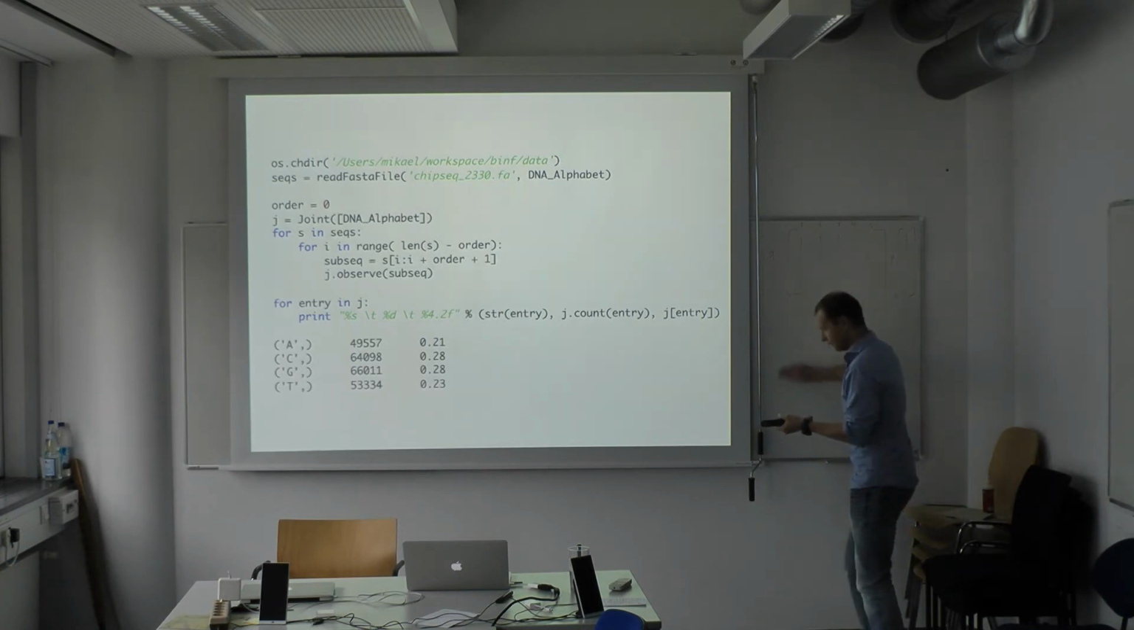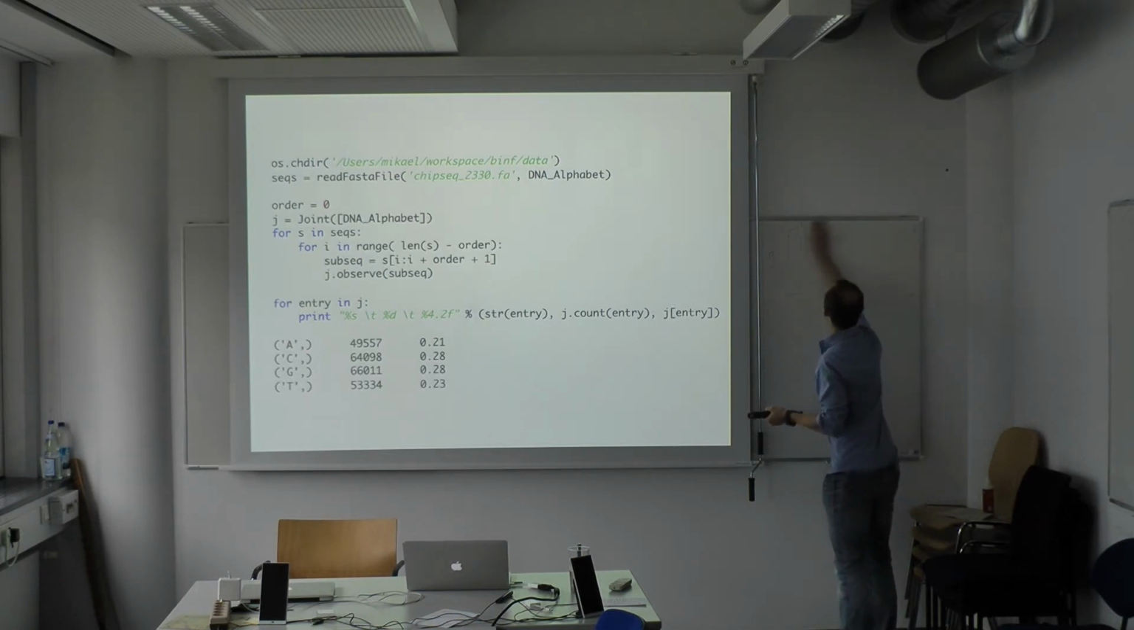My red pen is probably not very good, so I should switch, right? Okay, so let's remove this.